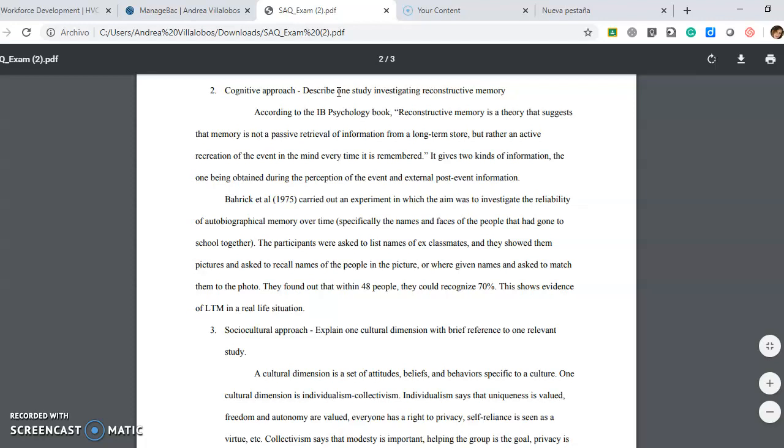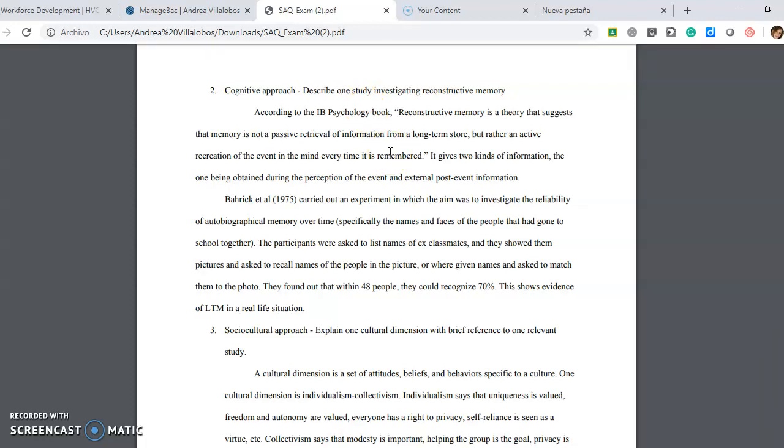So what is a detailed account? The aim, that's pretty clear. In the procedure, what is the design they used? Which one was the dependent variable, the independent variable, the controls? A little bit more information in there. The same with the results.